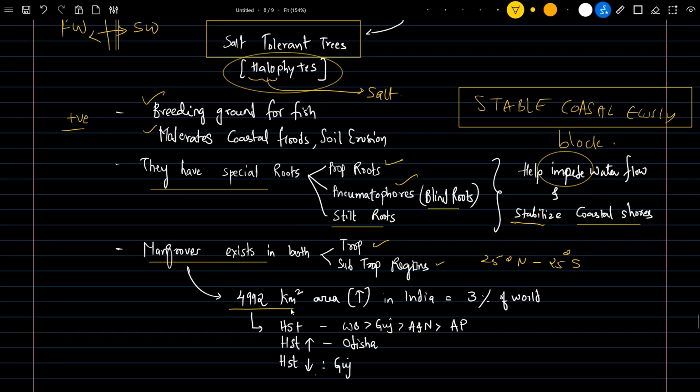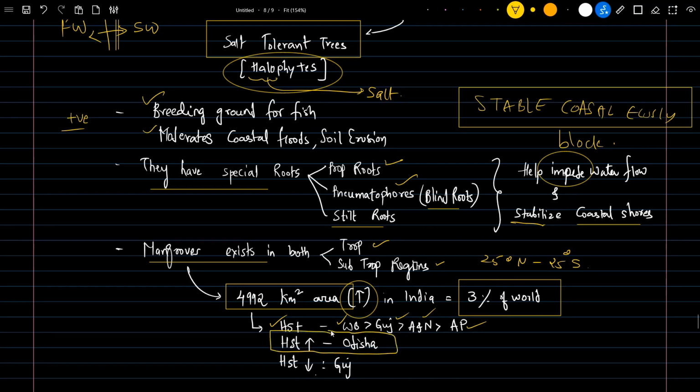And coming to India, it has a total mangrove area of 4,992 square kilometers, which has increased compared to previous years. This is almost 3% of the world's mangrove area. Next, the highest amount of mangroves is present in West Bengal, followed by Gujarat, then Andaman Nicobar, and then Andhra Pradesh. Next, the highest increase in mangroves is seen in Odisha, and the highest decrease in mangroves is seen in Gujarat. So these are some of the facts which need to be remembered.